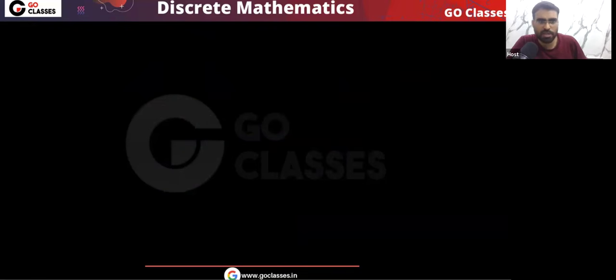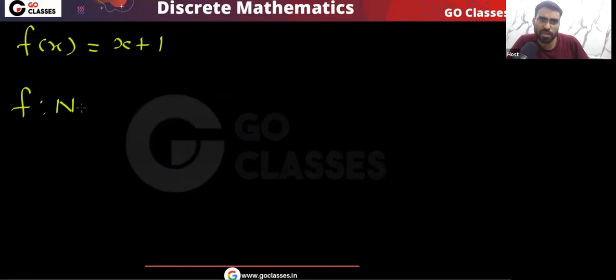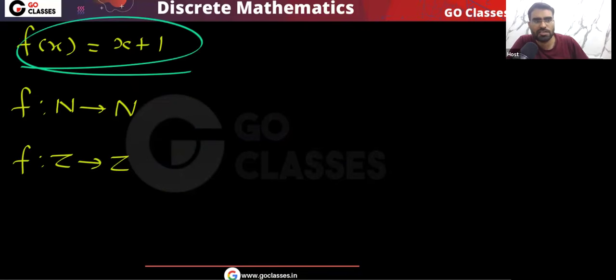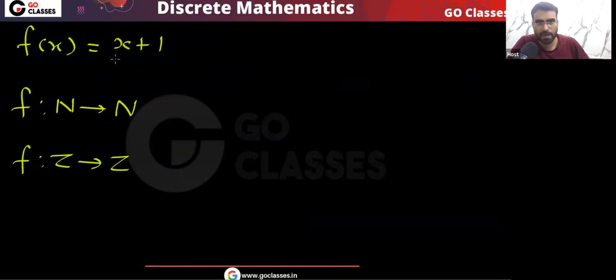Okay, what about the next one? For example, I am giving you a function f(x) = x plus 1. Tell me, when you have it from natural numbers to natural numbers, is this onto? Or when you have it from integers to integers, is this onto? When will this function be onto? The function is f(x) = x plus 1. Now, in this situation will it be onto, or in this situation will it be onto? Please tell me quickly. Very simple: in this situation it is not onto.